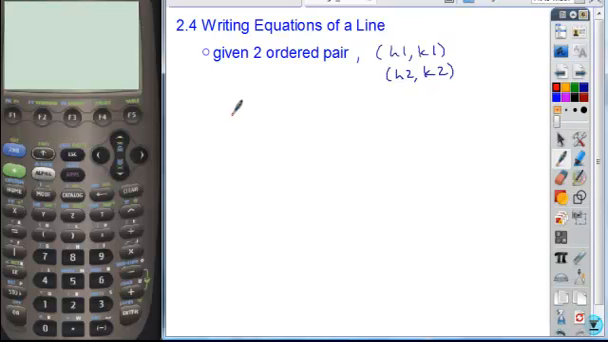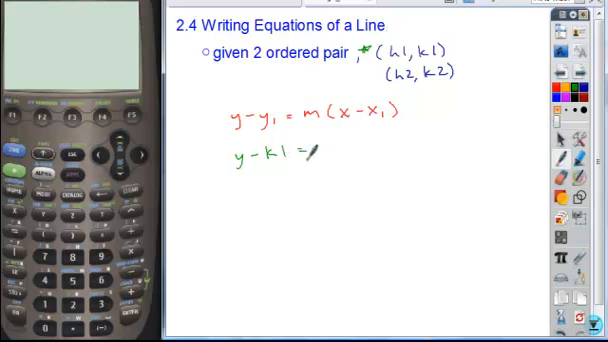Okay, so if we take our y minus y1 equals m times x minus x1, here is our point slope equation. What we need to do is put this all in terms of the h and k's. So instead of y1, we do need to replace it. We'll use our k1 value. So here's the point I'm going to use.